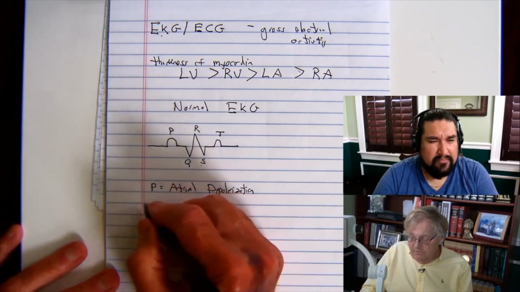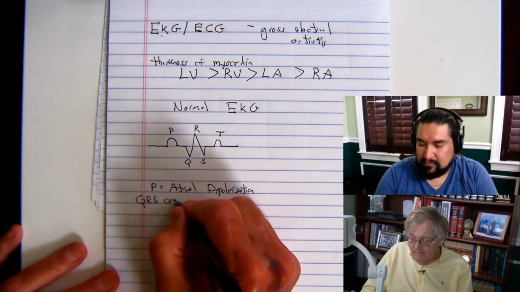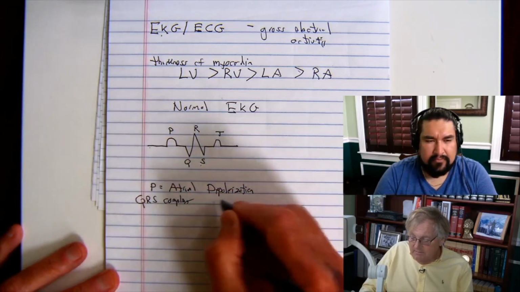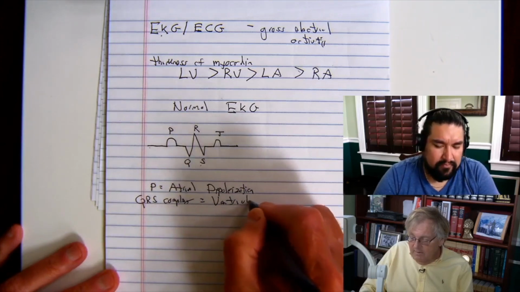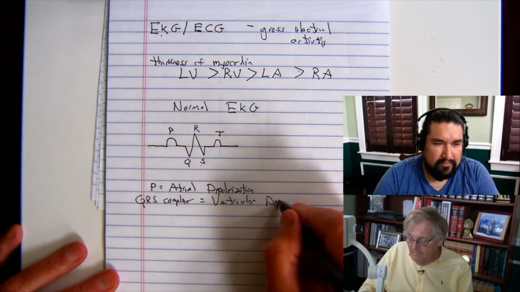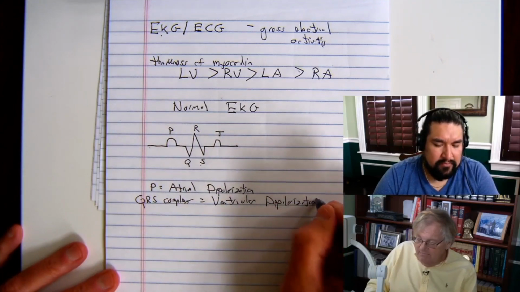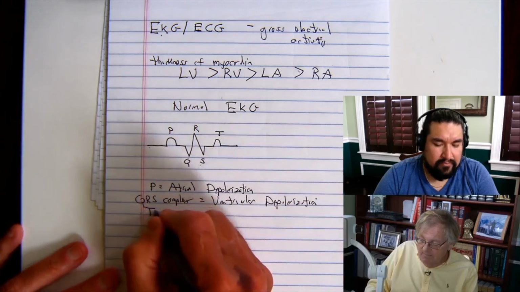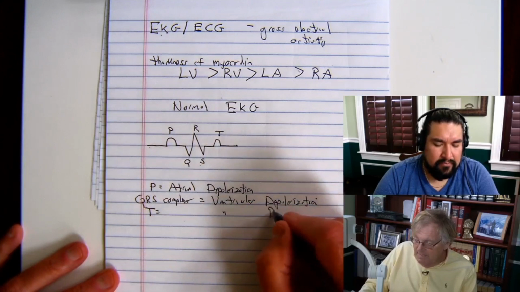QRS is going to be called the QRS complex. And that's going to be ventricular depolarization. And then finally, the T wave is going to be ventricular repolarization.